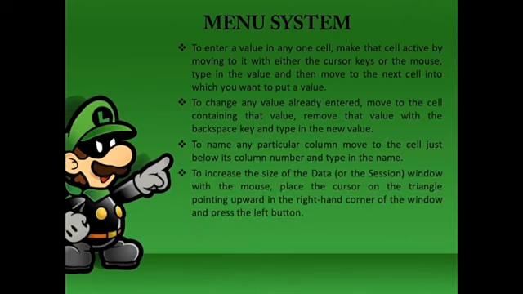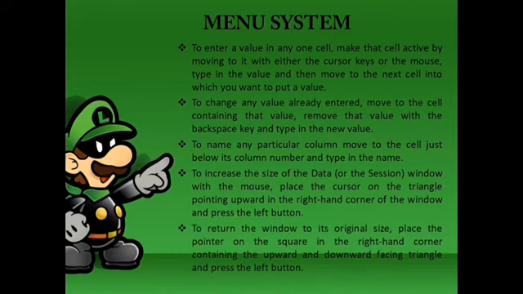To increase the size of the data or session window with the mouse, place the cursor on the triangle pointing upward in the right-hand corner of the window and press the left button. To return the window to its original size, place the pointer on the square in the right-hand corner containing the upward and downward facing triangle and press the left button.